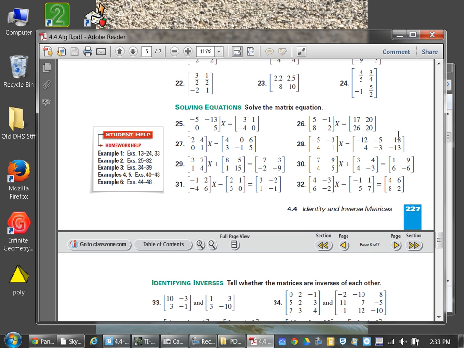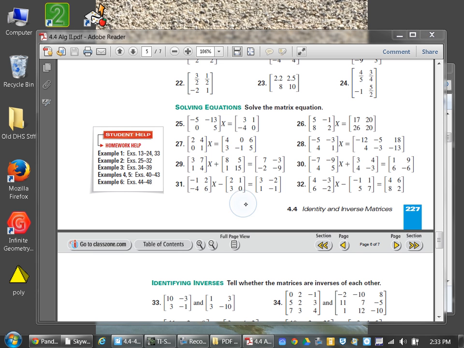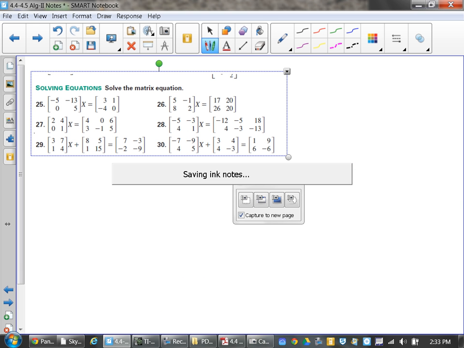I will suggest that for the 6x6, it might not be a bad idea to find the determinant for each of those values on a separate sheet of paper, just to keep things straight as you're walking through.